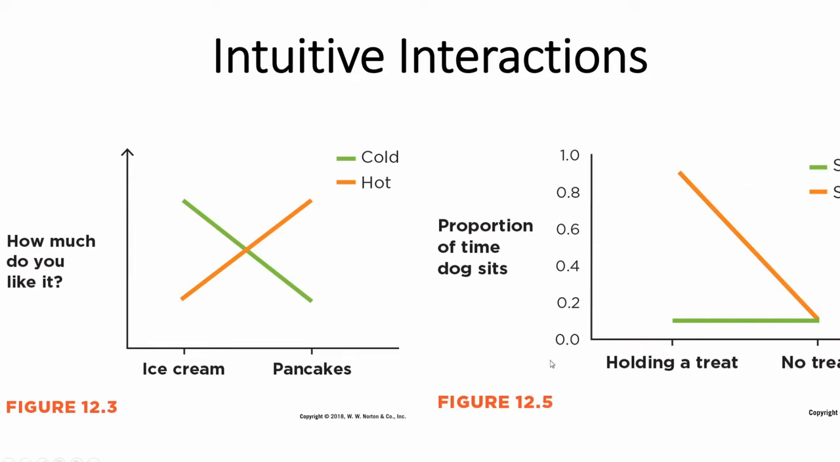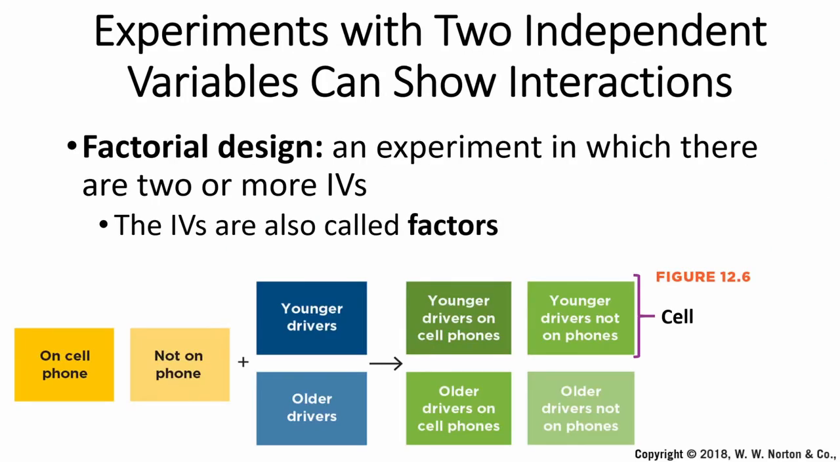But if we look at the information, if you don't have a treat, it doesn't matter if you tell the dog to sit or not, they're too stubborn and won't sit anyways. But if you're holding a treat, if you tell them to sit, this orange line here, then they're going to sit most of the time. But not if you don't tell them to sit. So same information, just presented in two different ways. So that's the logic behind these experiments with two independent variables.